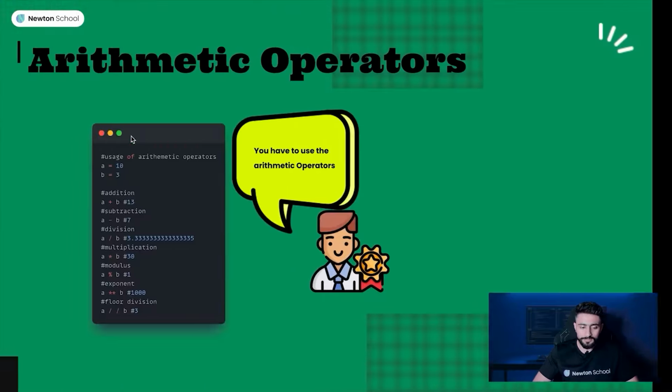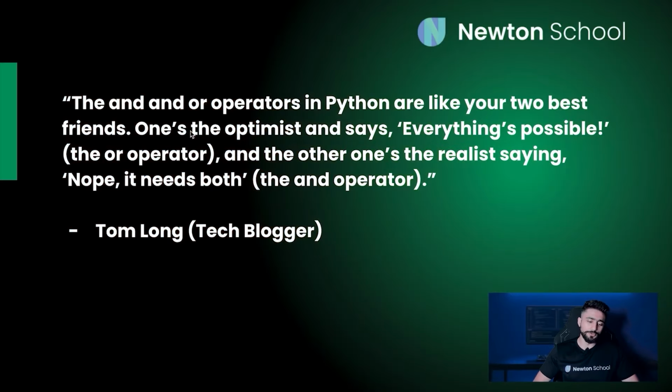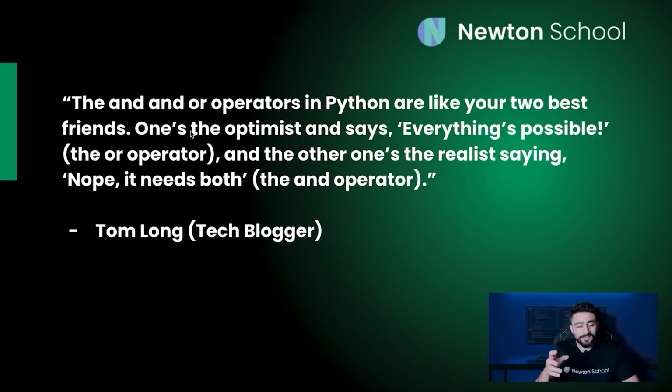Now let's move to the next type of operators, which are logical operators. These are used in decision making, right? They help you determine what happens based on multiple conditions. Here is a quote from Tom Long, who was a tech blogger. He said that AND and OR are two of the logical operators, and they are like two best friends. One is optimistic and says everything is possible. So the OR operator is used when you are comparing conditions, and if any one of them is true, it will say it's possible, it's true. But the AND operator says that only if all of them are true will it happen. You will get to know more with the examples.